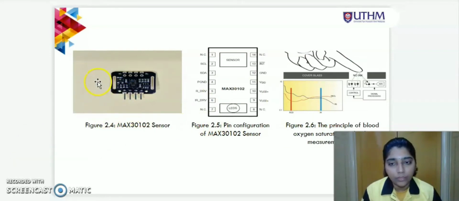Next, we have three figures in this slide. Figure 2.4 is the MAX30102 sensor. This is the sensor that I'm going to use in my project. Figure 2.5 shows the pin configuration of the sensor. It has a 14-pin configuration.